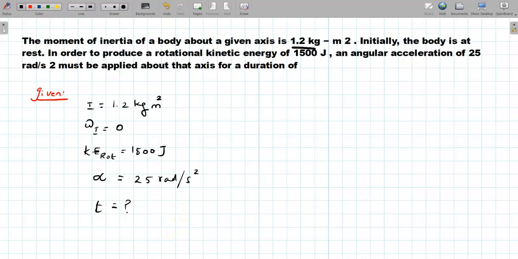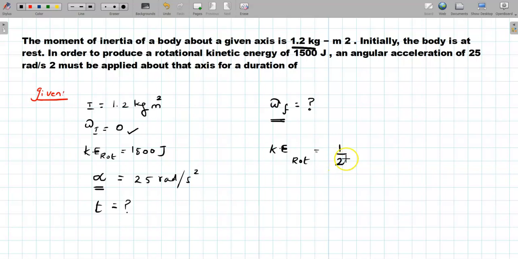So to solve this problem, we will first find the final angular velocity, that is omega final. We have to first find it because we have the initial angular velocity. If there is an angular acceleration, acceleration is final angular velocity minus initial over time. So we need to find angular velocities, very important. To find this final omega f, we need the rotational kinetic energy formula.